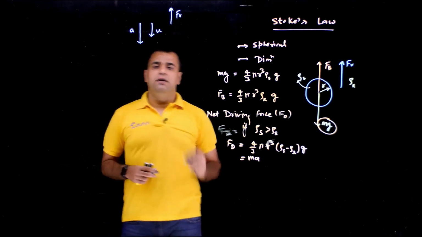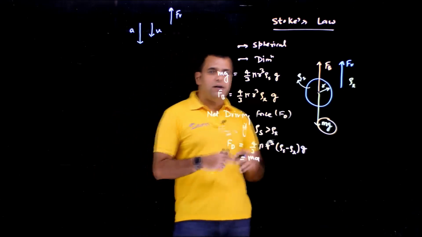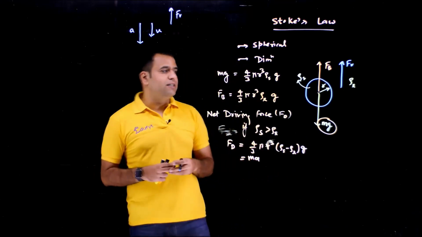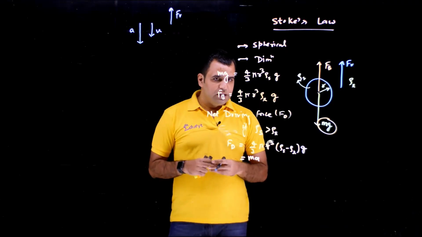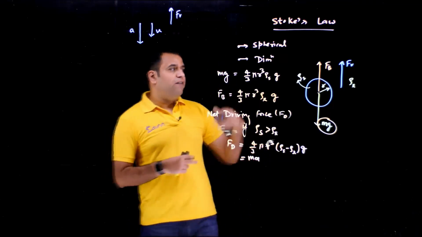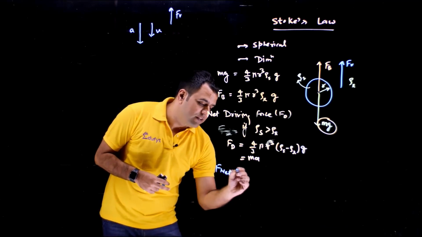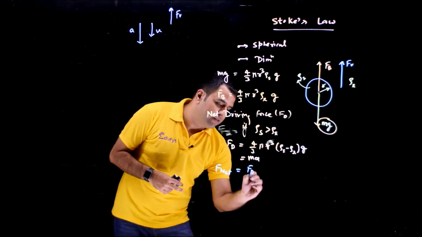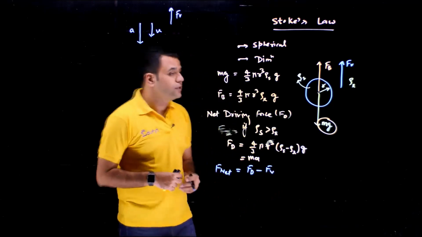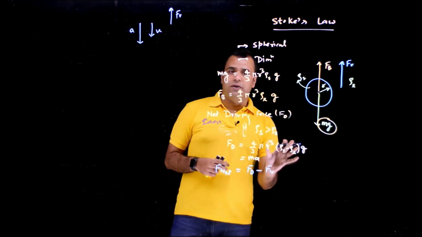And in the previous topic we have seen, this viscous force is generally dependent upon the relative velocity, which in this case is v. So what will happen? After applying the viscous force, if I see the net force, the net force will become driving force minus viscous force.